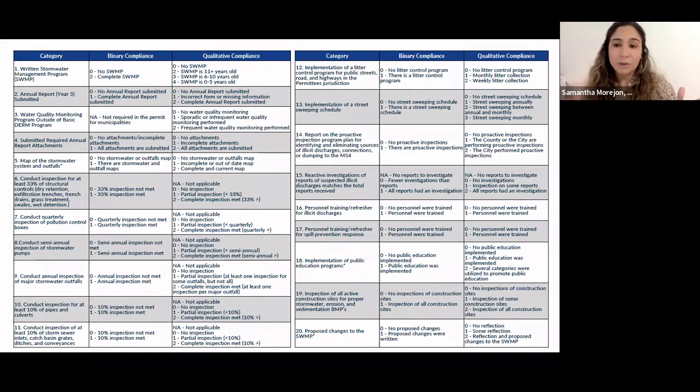So this is the rubric that we graded on. And let me find street sweeping over here. Yes or no in terms of compliance, whether or not they were doing it. Whereas if they're doing it annually, they would receive 1 point. Whereas if they're doing it monthly, they would receive 3 points.